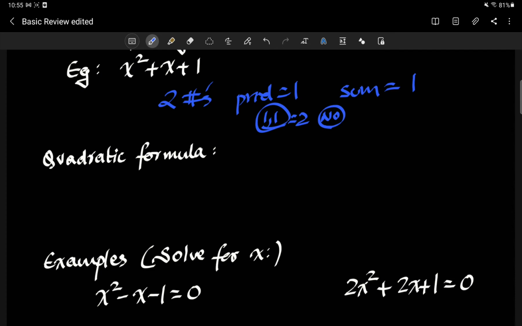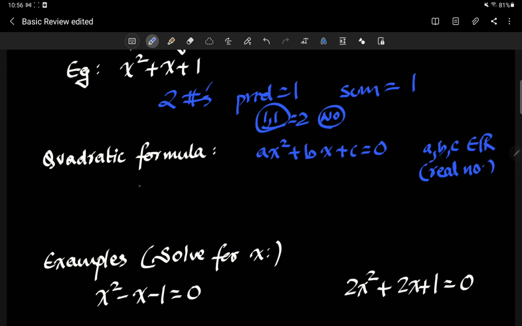For that, in previous classes you learned something called the quadratic formula, which says that if you have ax squared plus bx plus c equals 0, where a, b, c are real numbers, then the solution can be written as negative b plus minus the square root of b squared minus 4ac over 2a. Now this can be derived using completion of square.